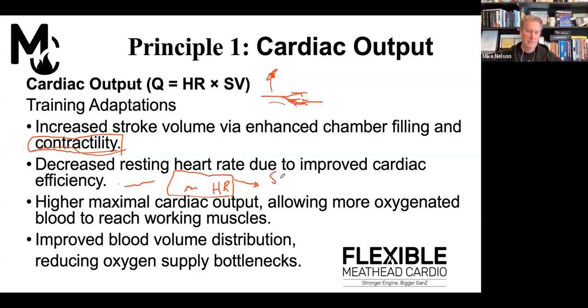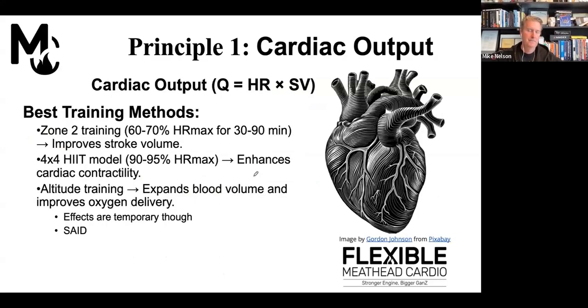So again, when we see those improvements in stroke volume, when you get up to exercising at very high heart rates, you're actually able to get more cardiac output at that point, therefore better aerobic performance. This involves improved blood flow distribution and also reducing oxygen supply bottlenecks, because blood flow and oxygen go hand in hand. And we've got principle number 1: cardiac output.